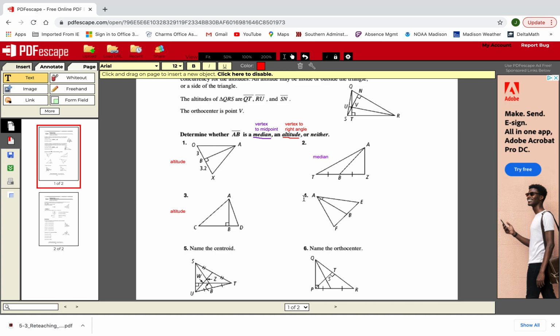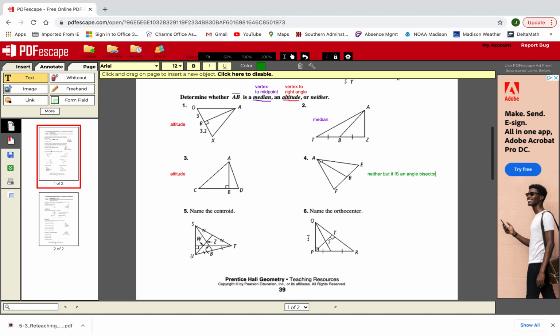Okay, and for number 4, we have A coming down to a point B on FE. It's not at a right angle, but it does not show those two segments equal. So we're going to say neither on this one. There's neither a median nor an altitude, but hopefully you can see what it actually is. Okay, so this one is neither, but you can see that AB does cut angle FAE in half, into two equal segments, so it is an angle bisector. Okay, so make sure that you have those notes.